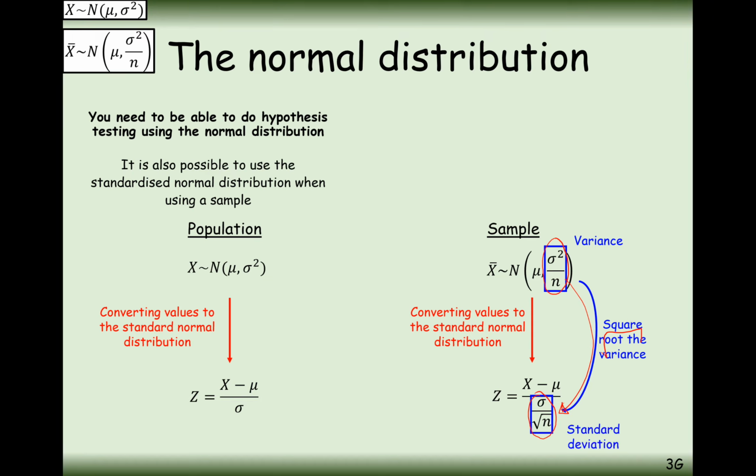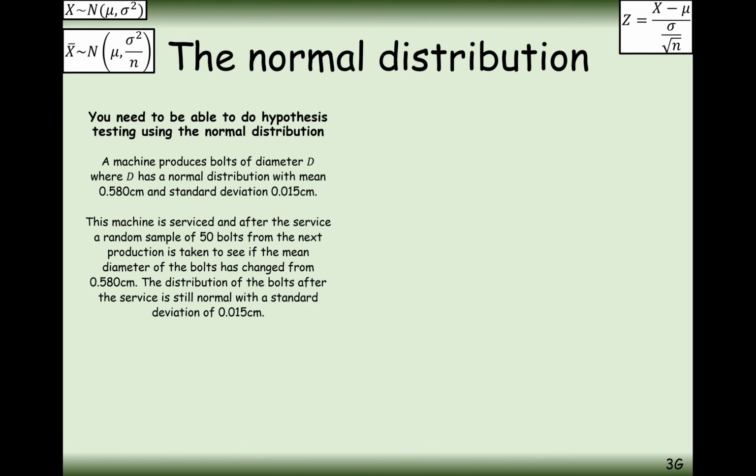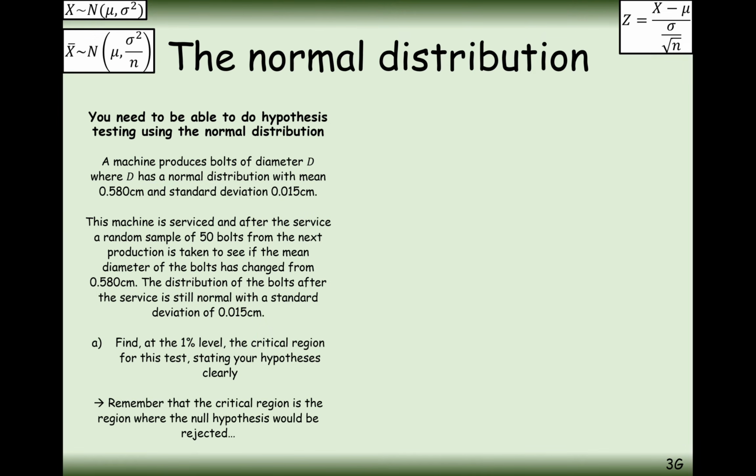So let's see how we can use this inside a question. This is just what I've explained here. So using this in a question here, a machine produces bolts of diameter d, where d has a normal distribution with mean 0.580 and a standard deviation of 0.015 centimeters. This machine is serviced, and after the service, a random sample of 50 bolts from the next production is taken to see if the mean diameter of the bolts has changed from 0.580. The distribution of the bolts after the service is still normal with a standard deviation of 0.015. Find at the 1% significance level the critical value for this test, stating your hypothesis clearly.